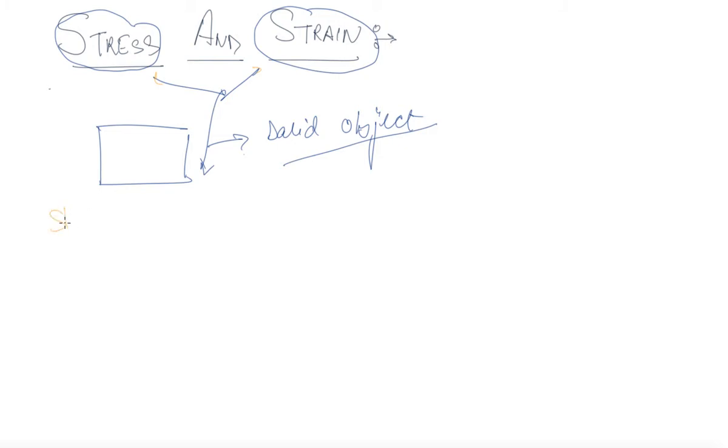Now, by definition, stress is nothing but the magnitude of force per area. That is, magnitude of force per area. Now, this is the definition of stress. Let's understand this stress physically.